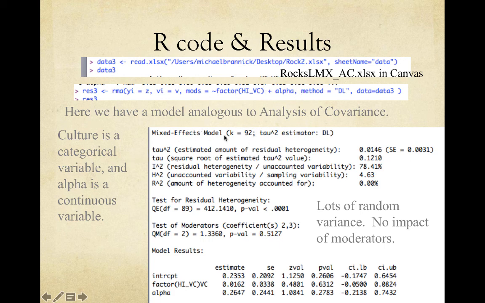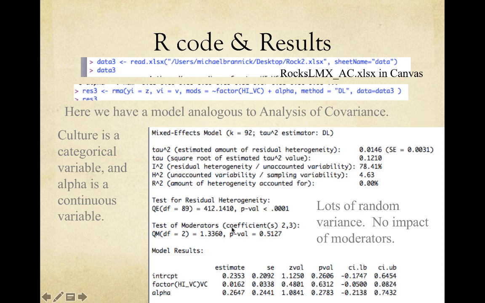We've got 92 studies in here. Tau square, here's the estimate of the residual heterogeneity. I didn't show you this, but I could run this without the mods, in which case it would give me an initial estimate of heterogeneity. This is what you get after you control for these two things. Here's tau, I square, still 78%. The test for the residual is significant, which says there's lots of random error.